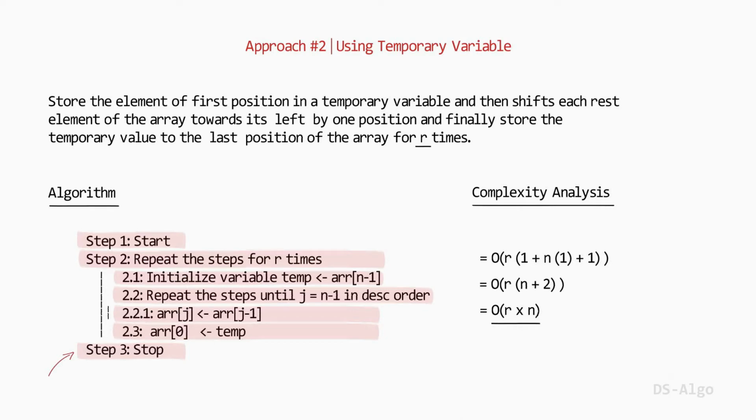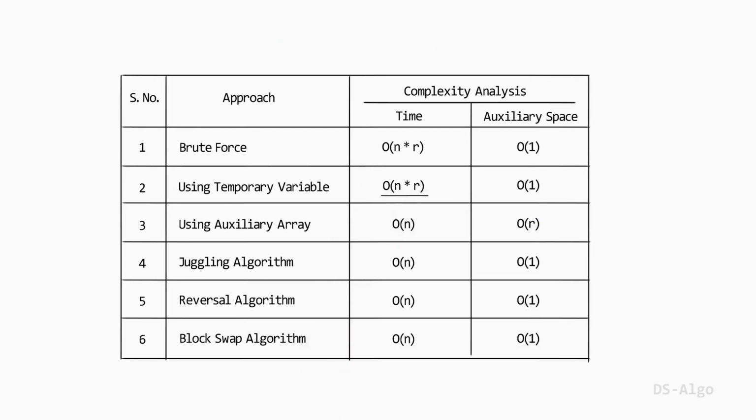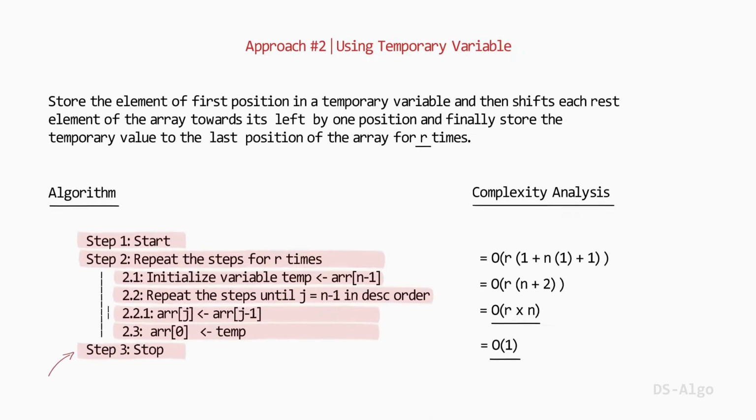Let's find the auxiliary space of this algorithm. As we can see, the temp is the only auxiliary variable having fixed space at any given execution time. That is, the space will not get changed with the increase in the inputs. Therefore, auxiliary space is a constant which is represented as big O of 1. This is how the time complexity and auxiliary space of the using temporary variable approach is calculated.